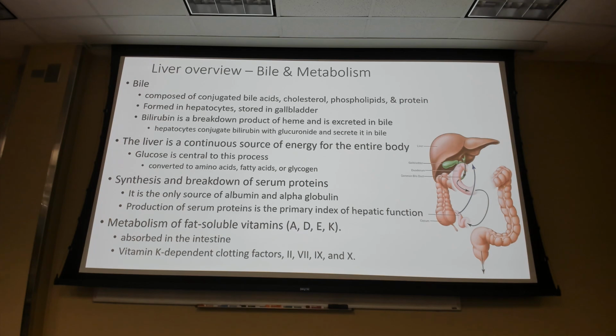And then obviously the liver is important in a lot of different processes in the body. Glucose metabolism is central to that. It makes proteins, and it also handles the metabolism of the fat-soluble vitamins A, D, E, and K. That's always something important to remember.